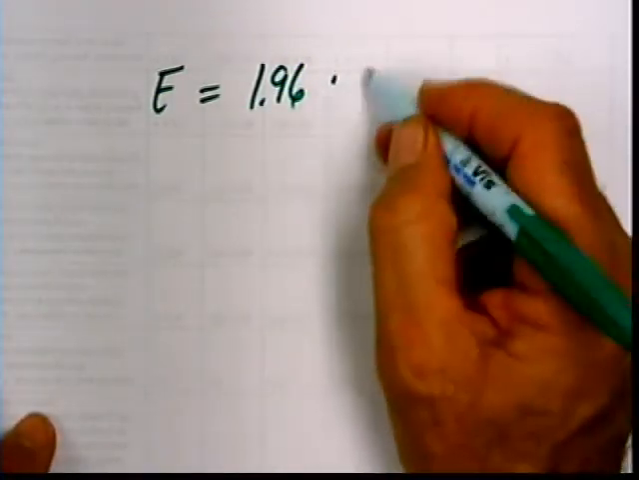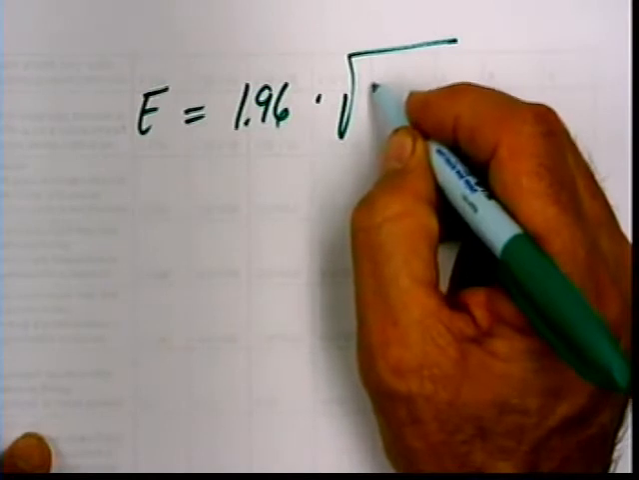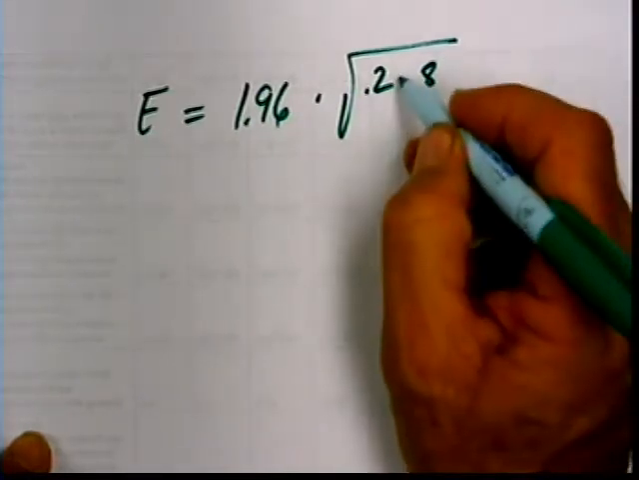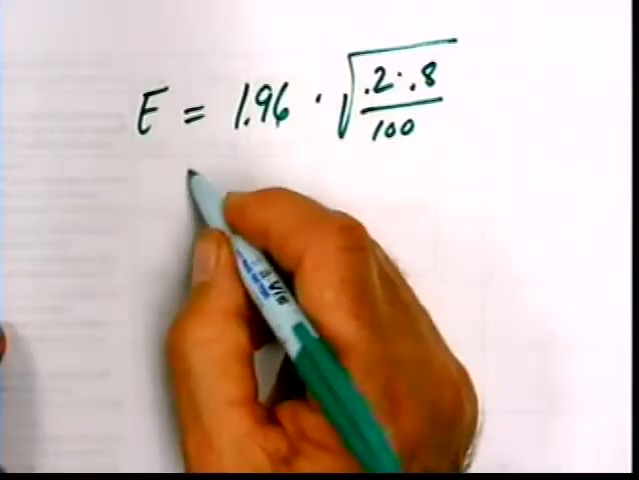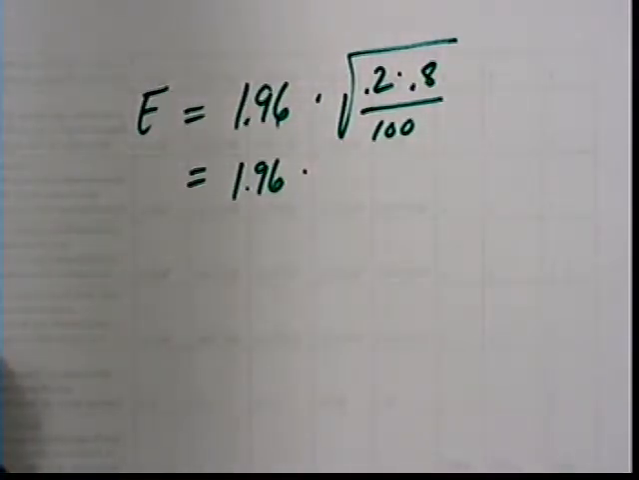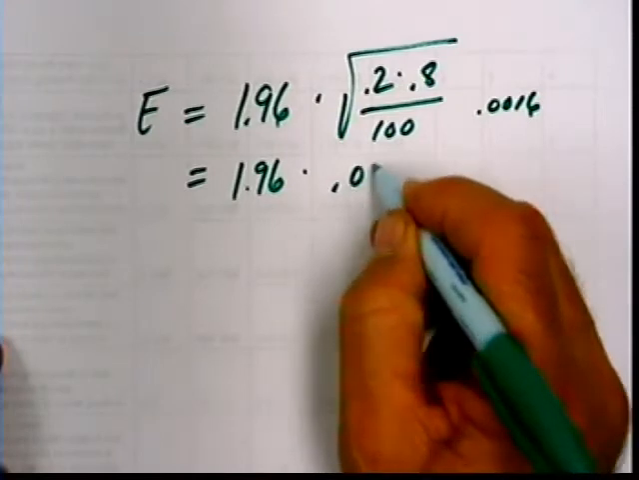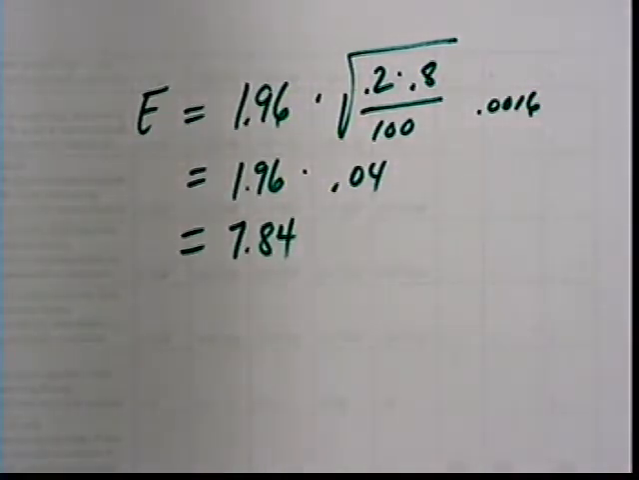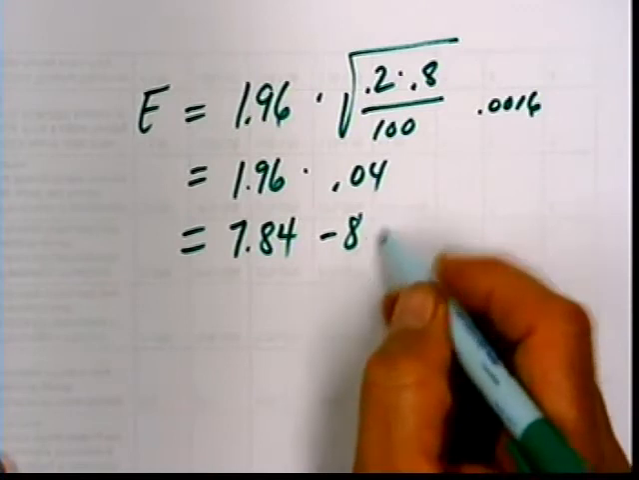That's going to be multiplied by the square root of PQ over N. Our estimate of P was 0.2. We had 20% reds, and Q was 0.8, and then our sample size was 100. So if we calculate this out, 1.96 times the square root of 0.0016 when you multiply all that out. So the square root of that is going to be 0.04. So you multiply these things out and you get 7.84. So that's our margin of error, which is about 8, and that's what we actually used.